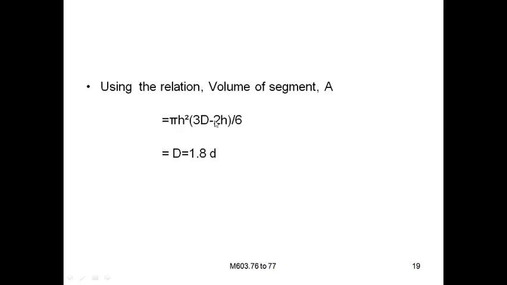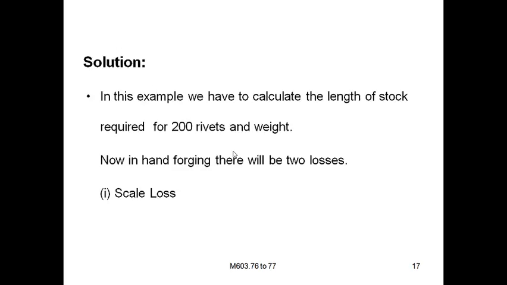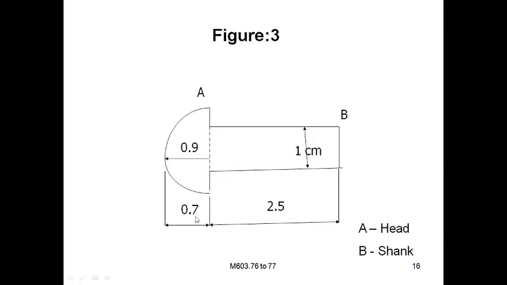So you have a spherical portion here, a spherical segment. The spherical segment volume can be calculated using this formula, pi by 6 h square into (3d minus 2h). Now you come back to the figure. This is h and this is exactly your d.